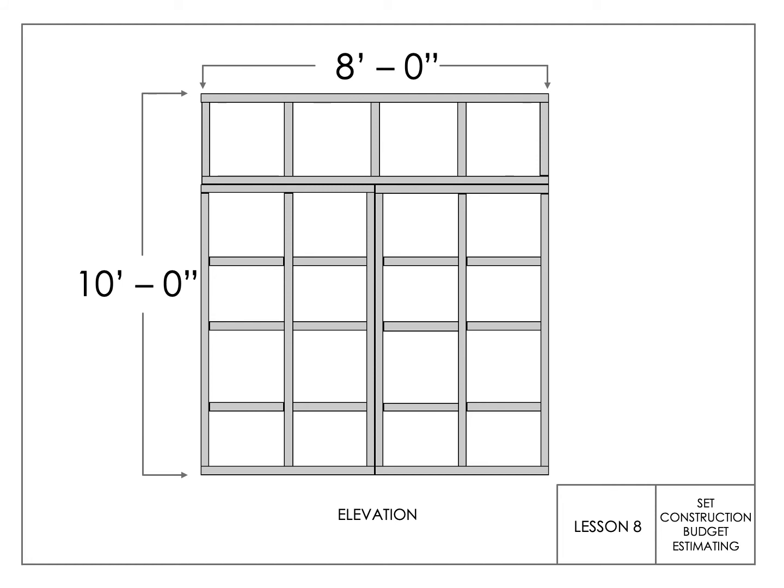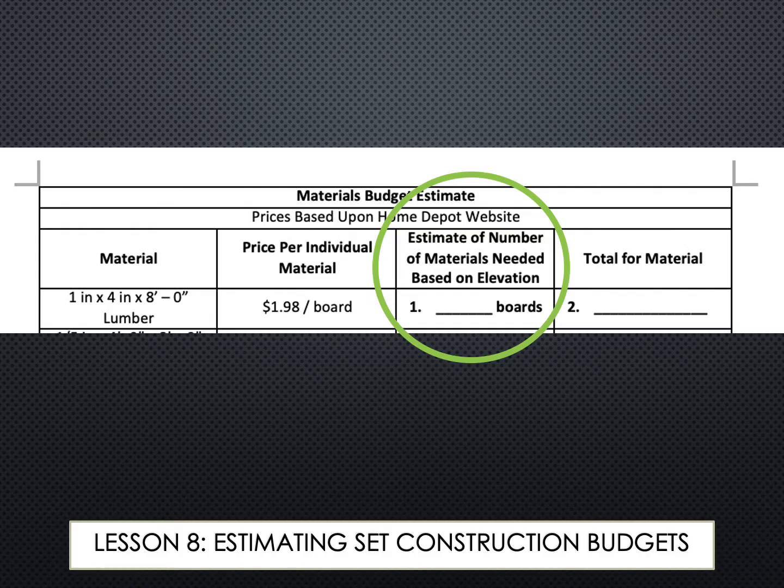Add your estimates for the 3 flats and divide the number by 8, since we purchase our boards in 8 feet lengths. That should be a good estimate for the total number of 1x4 framing boards needed for this entire wall. Place this number in the task labeled 1 in the Estimate of Number of Materials Needed based on Elevation column. If you have a different way to calculate the number of 1x4s needed for this wall, then please do so.